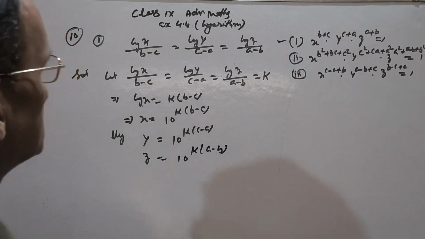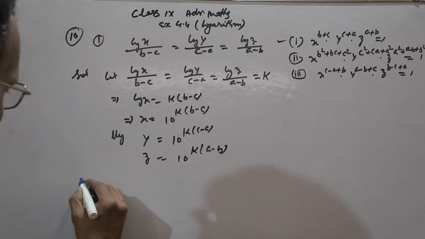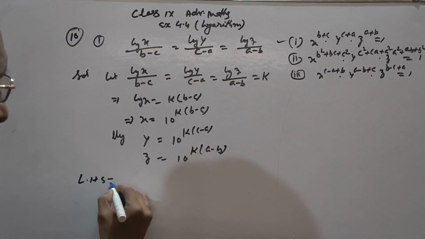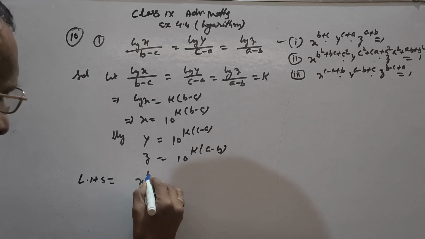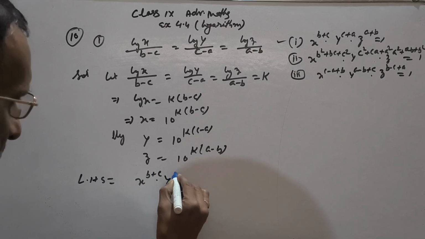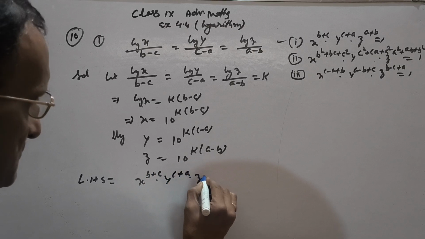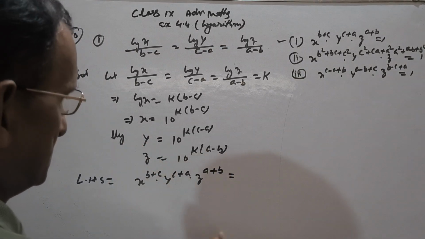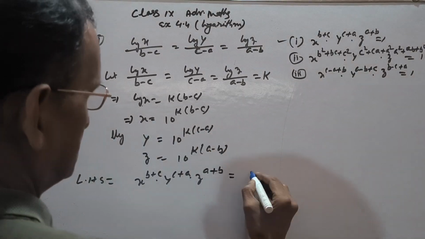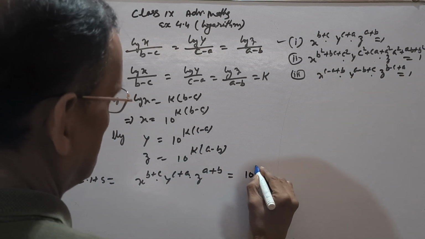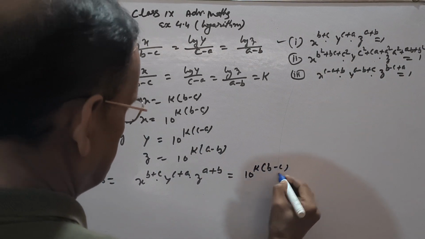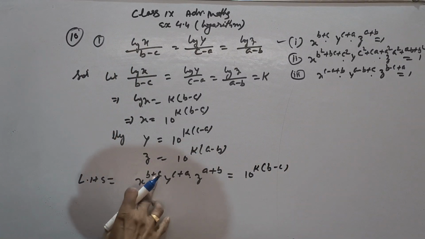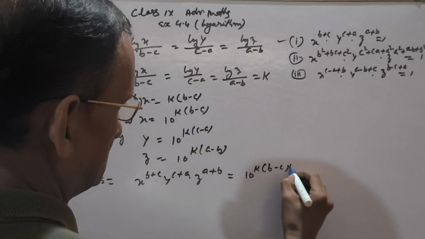Now for number 1, just take the left hand side. The left hand side of number 1 is x to the power b plus c into y to the power c plus a into z to the power a plus b. Put the value of x, y and z. For x, what will we write? 10 to the power k into b minus c. This is for x, but the power b plus c is there, so b plus c will be there.